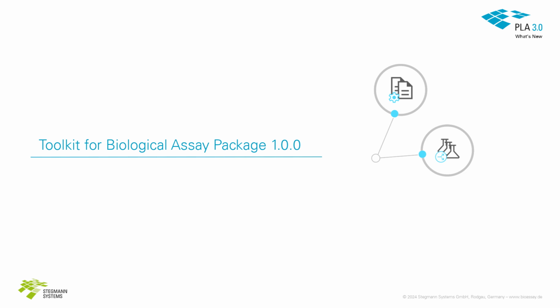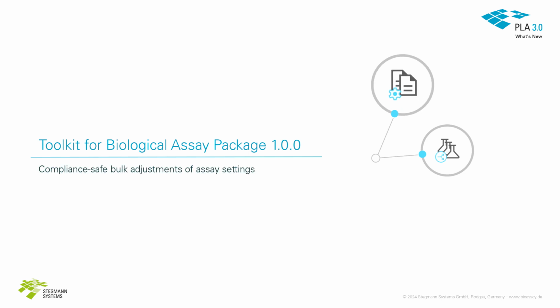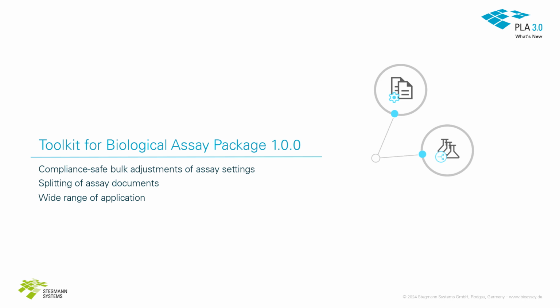Version 1.0.0 of the toolkit introduces two new key features to quantitative response assay documents that vastly expand the scope of assay analysis. Compliance-safe bulk adjustments allow you to change assay settings with minimal effort. And you can split assay documents for additional control over each standard-to-test sample comparison. Both features tremendously facilitate assay development and explorative approaches. In addition, you can integrate them with the PLA 3.0 assay monitoring capabilities to quickly investigate their impact.